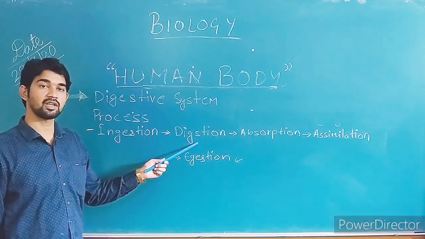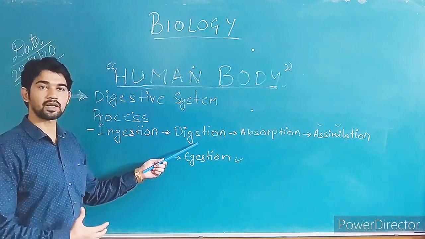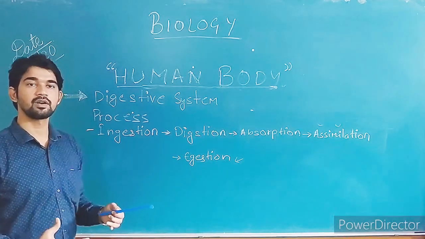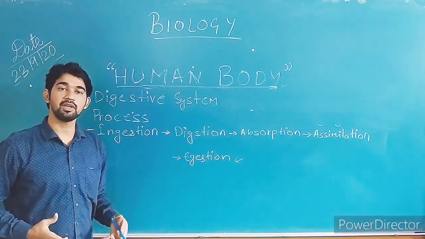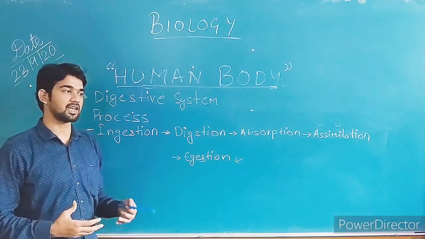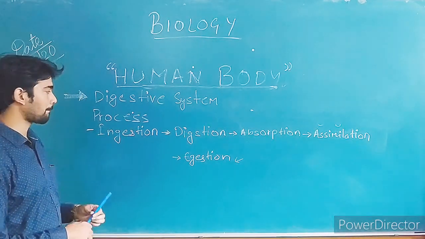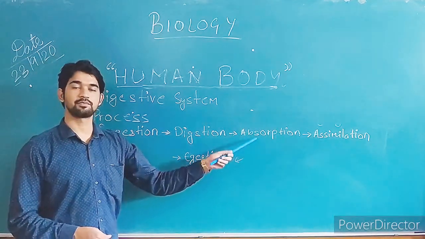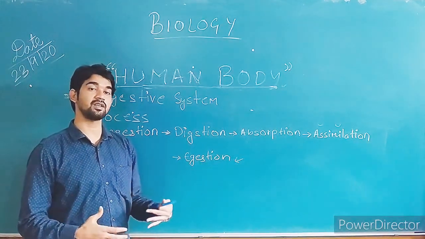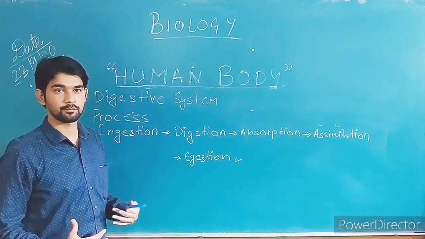So digestion is the breaking down of food particles into simpler organic particles or molecules that can be absorbed by your system, that can be utilized. And then absorption starts. Absorption takes place in our alimentary canal, the intestines.